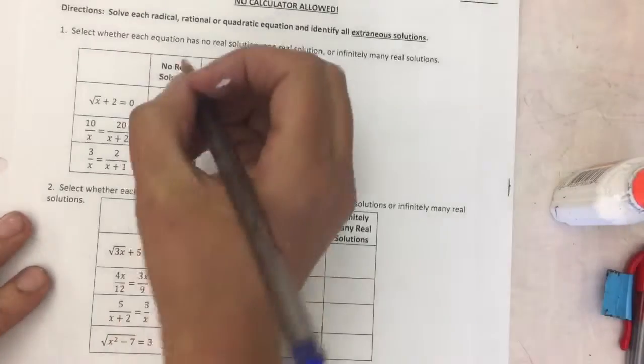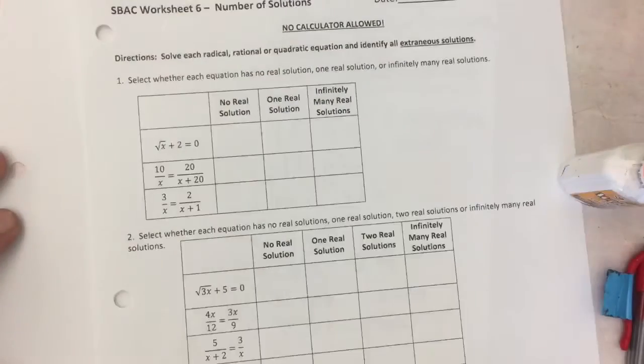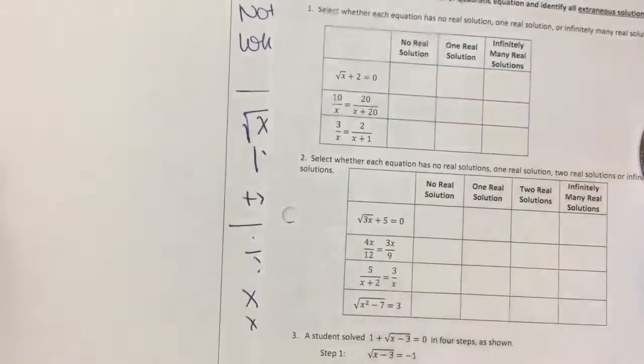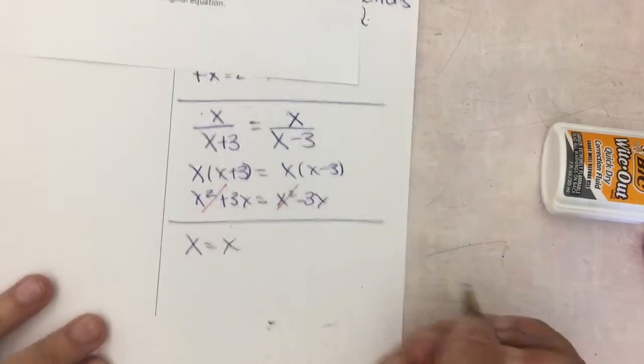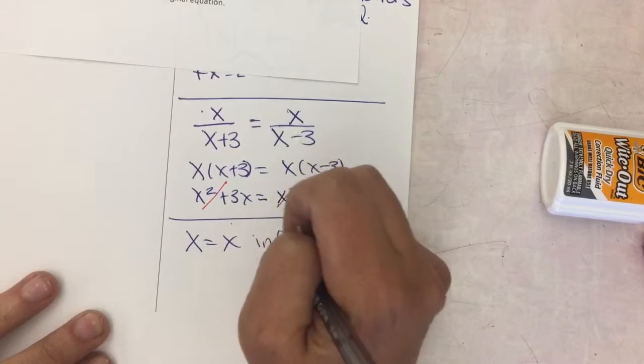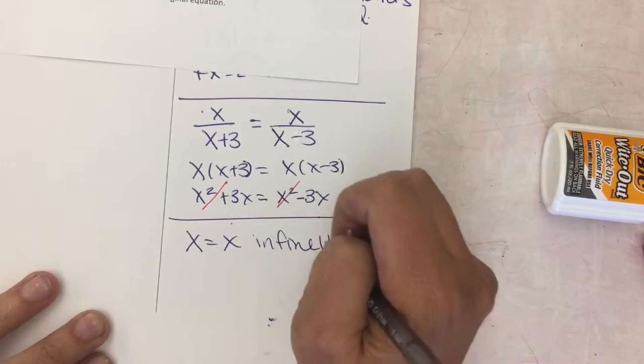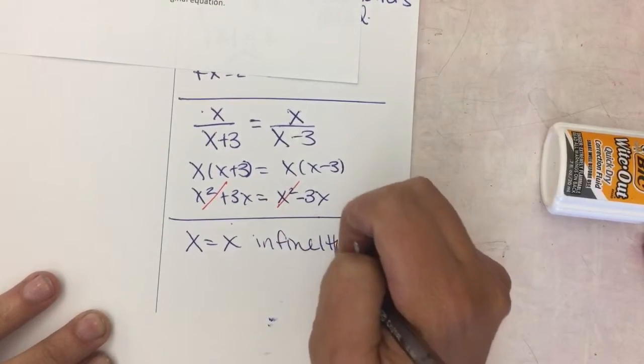So here, if I'm going to do no real solution, one solution, or infinitely many, infinitely many is going to be if you have something where x equals x. Infinitely many.